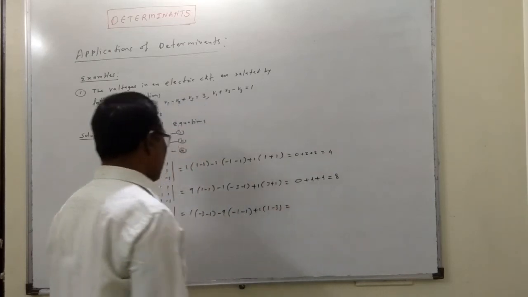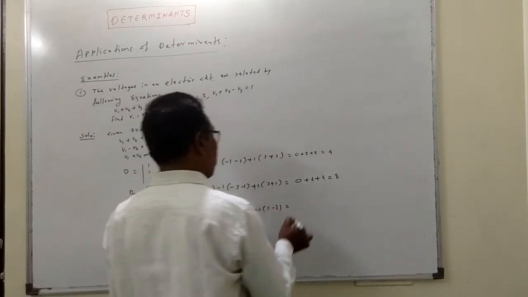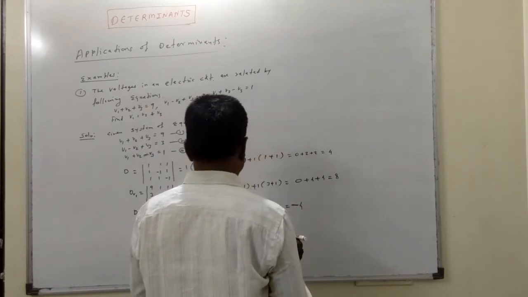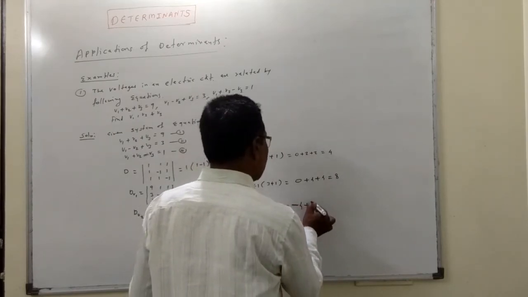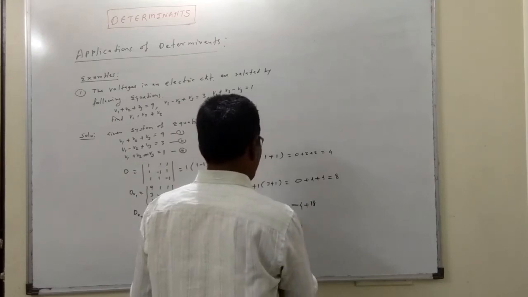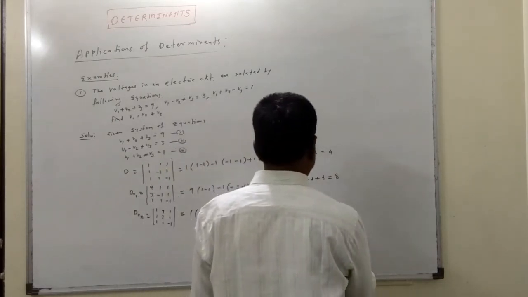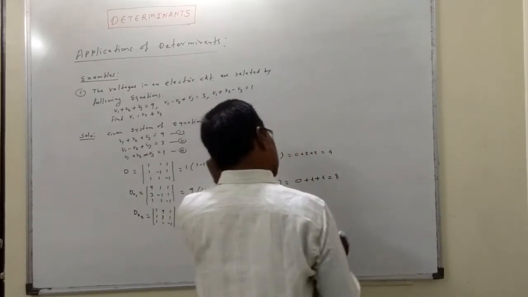So that is equal to, now minus 3 minus 1 is minus 4, minus 4 into 1 minus 4, minus 4 minus 2 and minus 9 minus minus plus 18. 1 minus 3 is minus 2, so 18, and this minus 6, so 12.